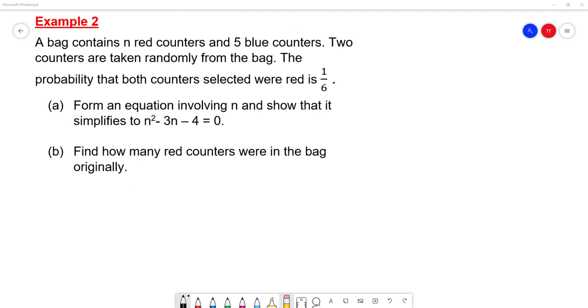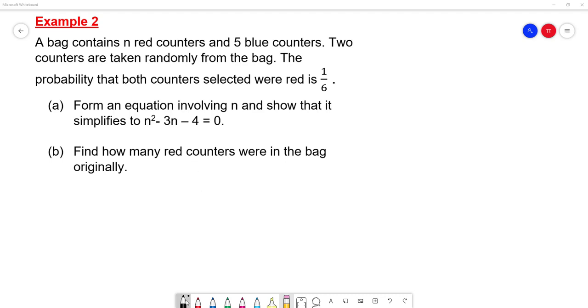Here's a question for you to try. You can pause the video, and when you're done, I will go through my worked solution. Okay, welcome back. So in this example, the question states a bag contains n red counters and 5 blue counters. 2 counters are taken randomly from the bag. The probability that both counters selected were red is 1 out of 6. Form an equation involving n and show that it simplifies to n squared minus 3n minus 4 equals 0. And part B states, find how many red counters were in the bag originally.